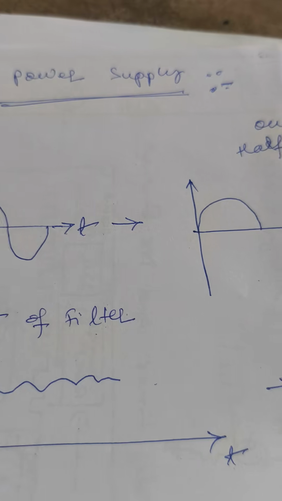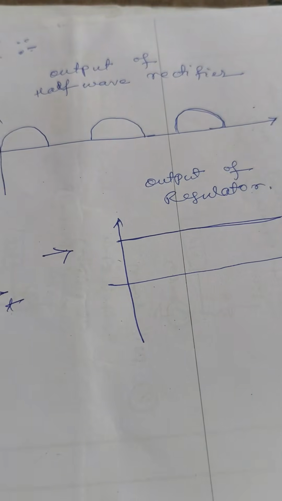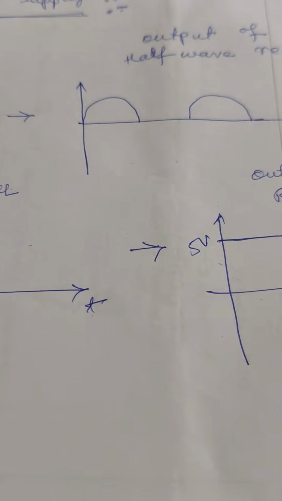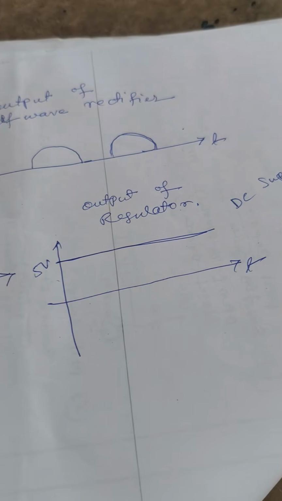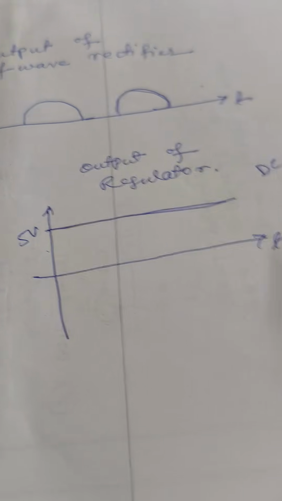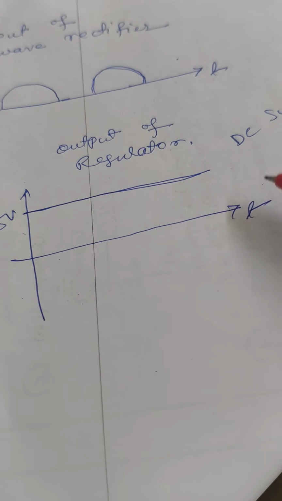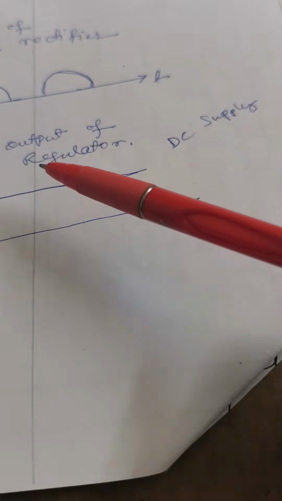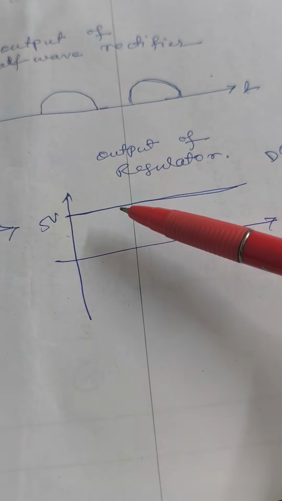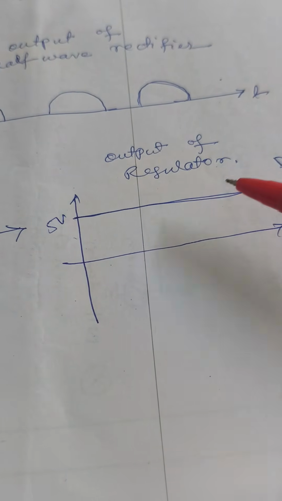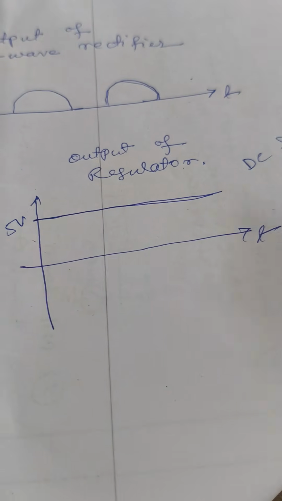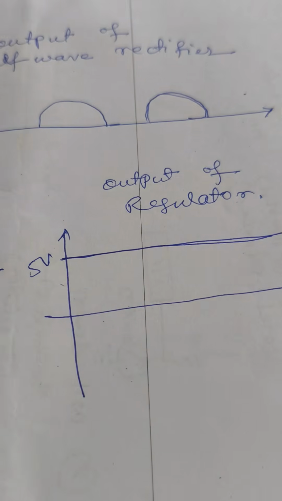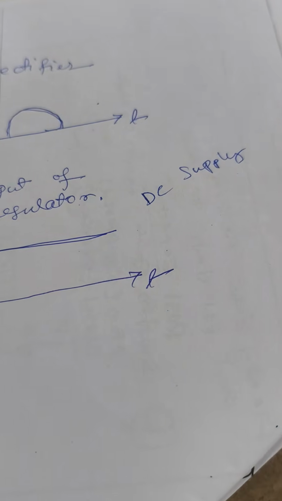DC means it will be constant with respect to time, whether it is 5 volt or 10 volt. 5 volt means 5 volt constant, at every instant with respect to time. This instant, 5 volt; this instant, 5 volt. Throughout the time axis, the voltage or current remains constant. Therefore, such supplies are called DC supply.